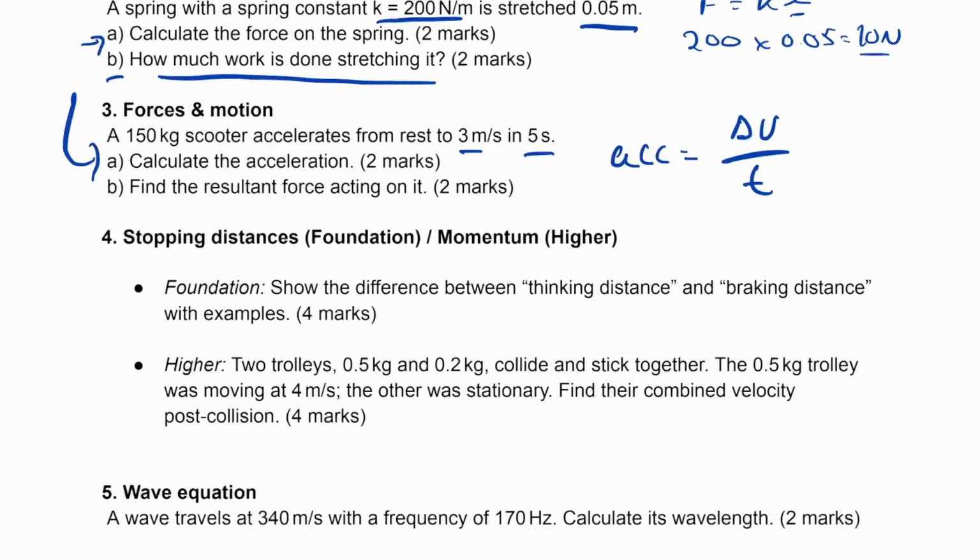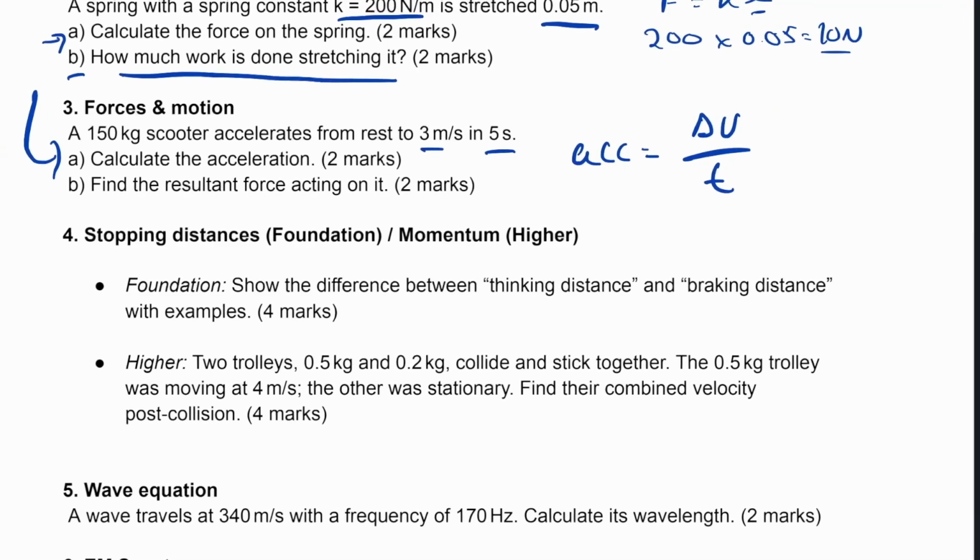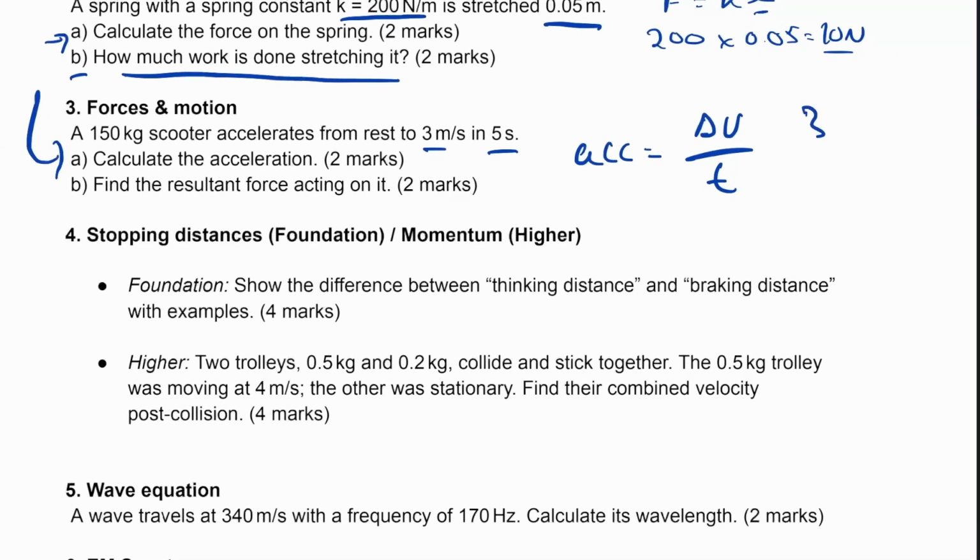And so you can just plug your numbers in. So remember, because it starts from rest, that means your change in velocity would just be the 3 meters per second, right? Because the final velocity is 3, so you do 3 minus 0 divided by the time taken, which is given to you as 5 seconds. And so it's just 3 over 5, which is around 0.6 meters per second squared, right? So you need to know the units for that.